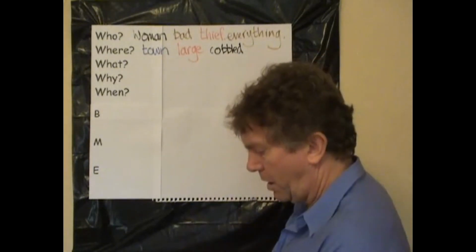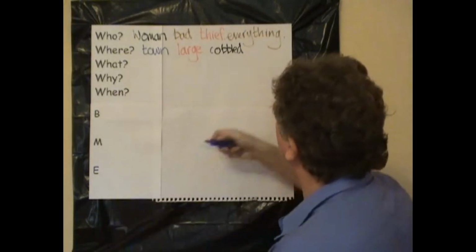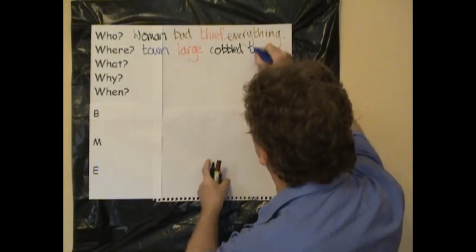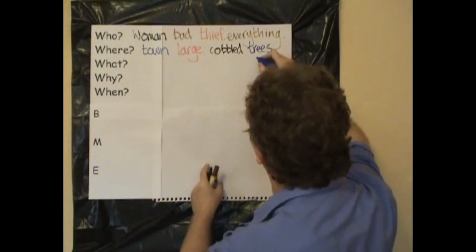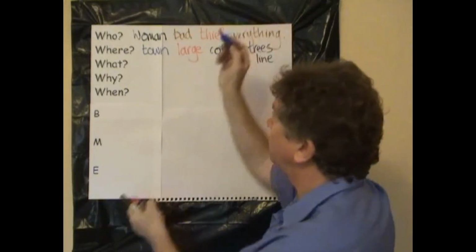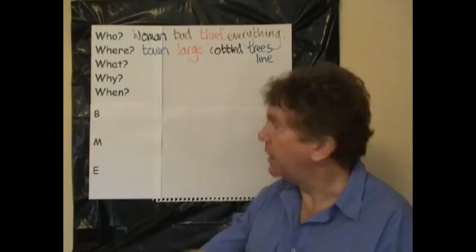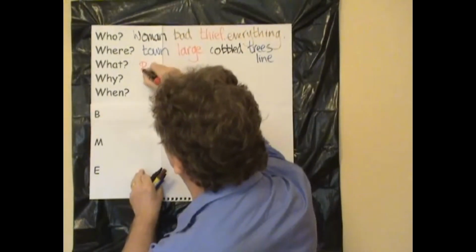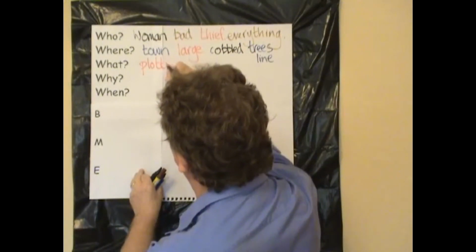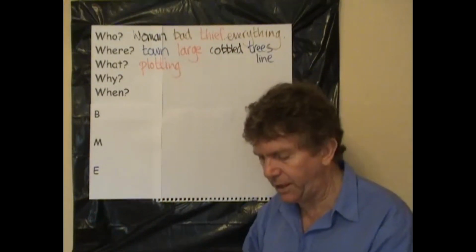Cobbled streets, and we'll say in a town, and we'll say that it's trees. There are trees. If nothing else, she's going to need somewhere to hide, so trees line the streets. Okay, what is she doing? Well, I don't know. Let's say if she's a thief, perhaps she's trying to think about a plot or a scheme. She's going to plot what it is that she's going to steal.